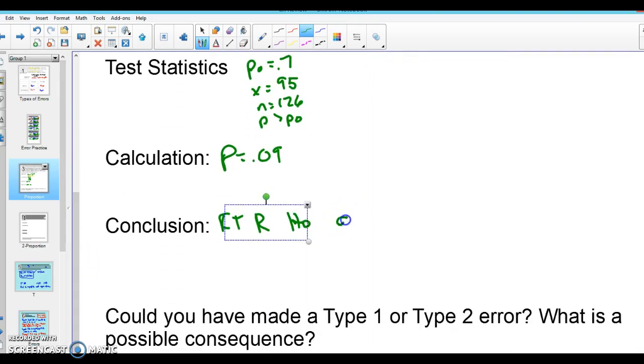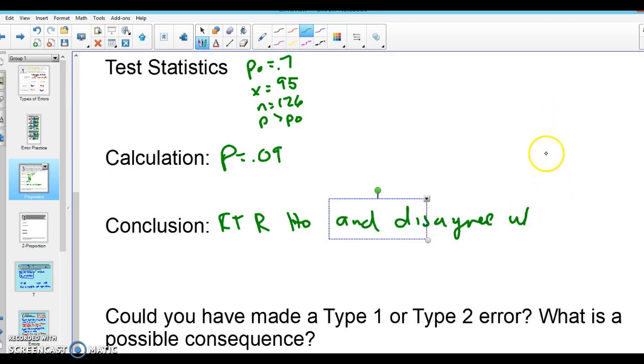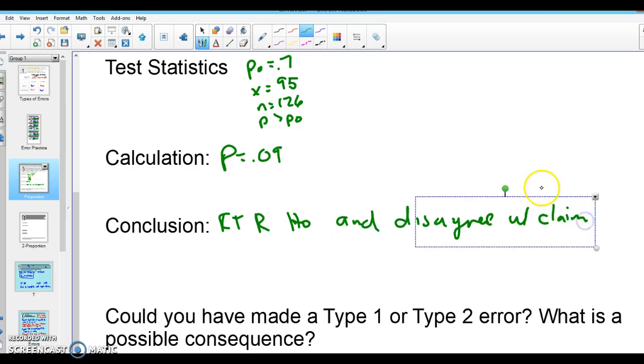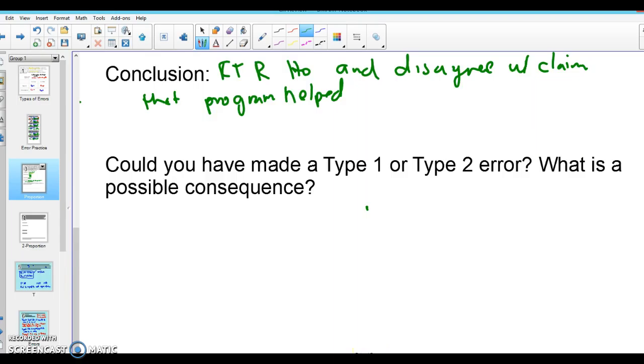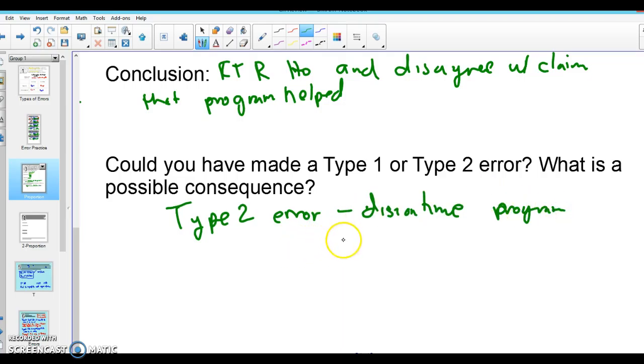So we would disagree with the claim that the program helped. And then here's the part that we're tacking on today. Could I have made a type 1 or type 2 error? Well, since I have failed to reject the null, that could have been a type 2 error. Okay, consequence, they might discontinue the program when it was actually helpful.